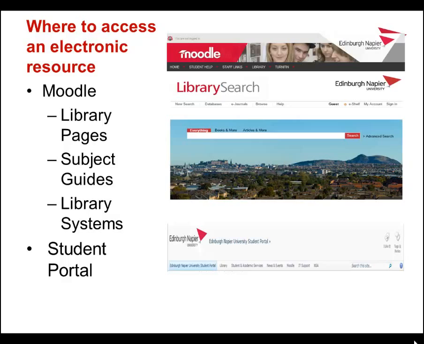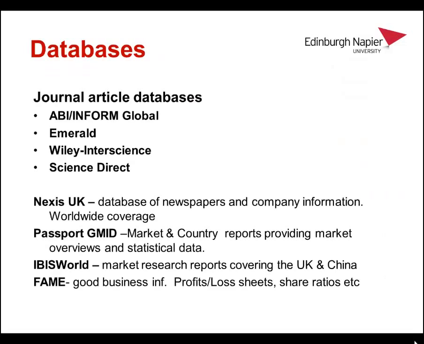Also on Moodle, we have a library page, and there are links to individual subject guides and a whole host of direct links to individual databases and resources. So you'll be using the online search tools quite a lot, I would imagine. Some of the individual databases that we have for the business school are listed here. I'll focus on the very top one, ABI Inform Global, also known as ProQuest.